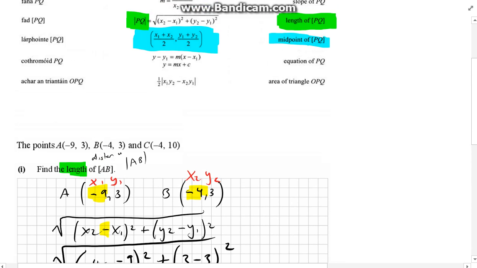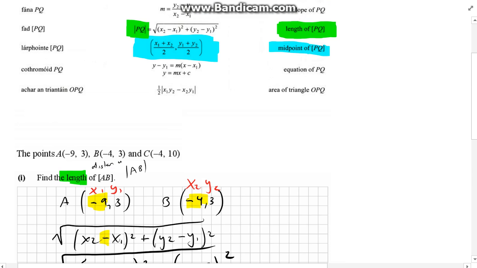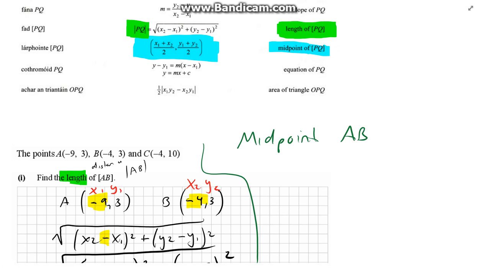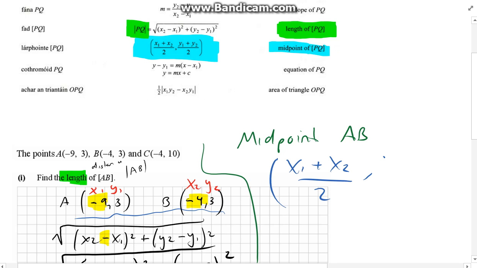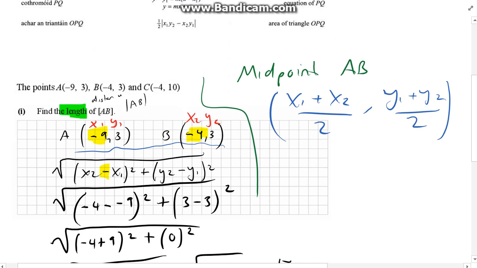Midpoint, I don't even have an example here for midpoint. It's pretty much the same kind of thing, really straightforward. If they ask us to find the midpoint between A and B, we'd label our points x1, y1, x2, y2 like we've just done here. Write down your midpoint formula, so go to your log tables, find your midpoint formula and fill into your formula.